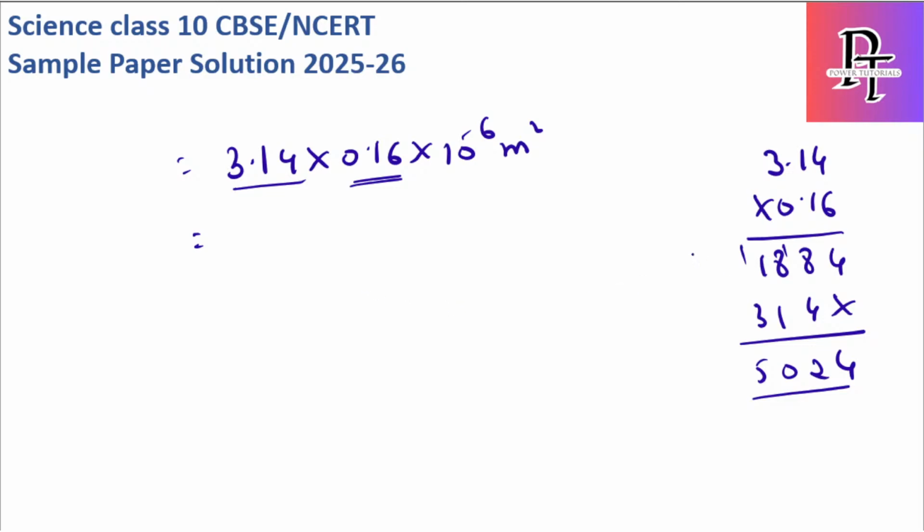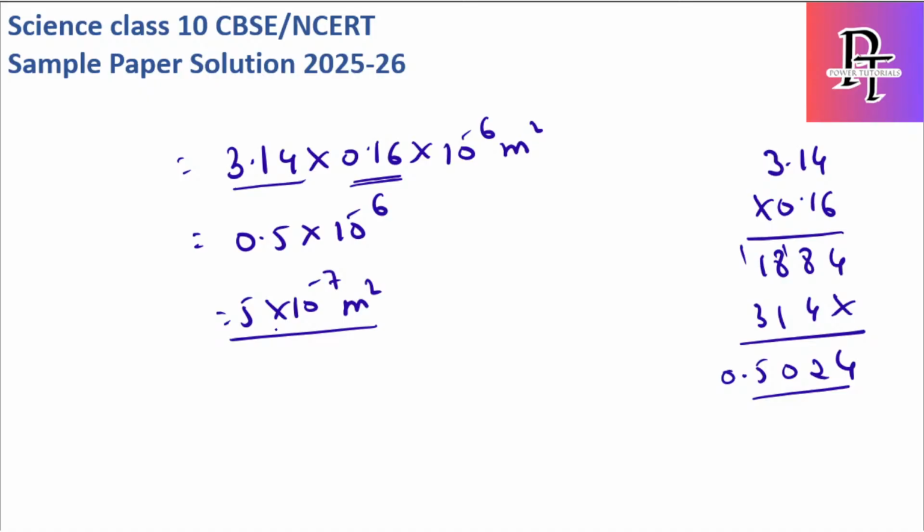So it should be 1, 2, 3, 4. So the value is 0.5 into 10 to the power of minus 6, or else I can also say it is 5 into 10 to the power of minus 7 meters square. Very good, Ujjwal. So the area part is done.